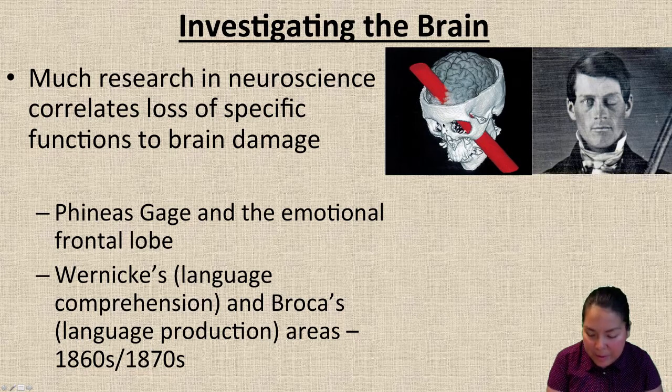his head. And so here's a recreation of that incident. This happened while he was working near explosives on the railway, and he went from a mild-mannered, quiet individual to an irritable and profane individual. Later they discovered that Gage had damaged his frontal lobe. His case helped scientists further understand brain function and the interconnection between the brain and its effects on our behavior. And so again, this is how we started to investigate the brain.